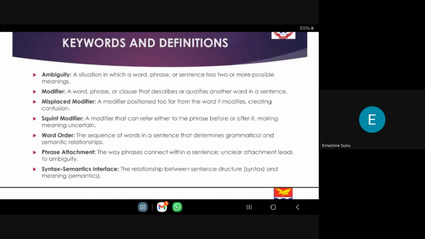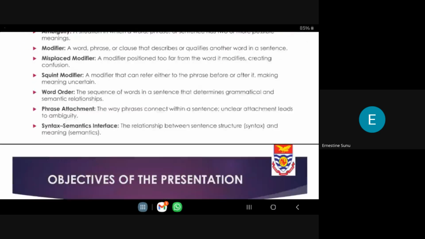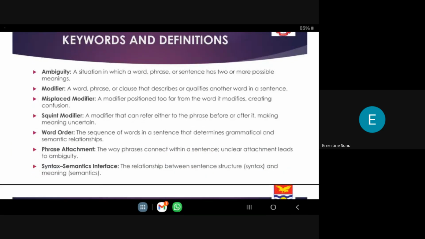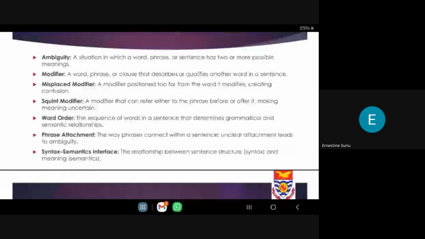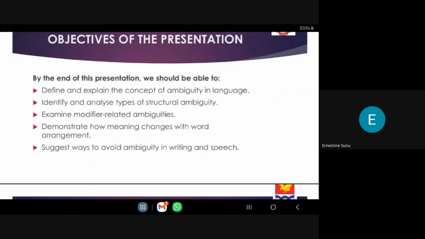So these are the key words. Because of time, I don't think I have to spend much time here. Ambiguity, modifier, misplaced modifier, and the rest. So probably later then you can assess them. The objectives are for us to define and explain the concept of ambiguity in language by the end of this discussion, and then identify and analyze types of structural ambiguity, examine modifier-related ambiguities, demonstrate how meaning changes with word arrangement, and suggest ways to avoid ambiguity in writing and speech.